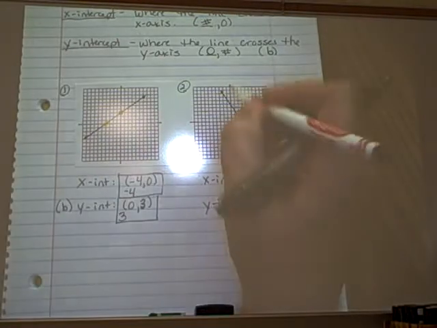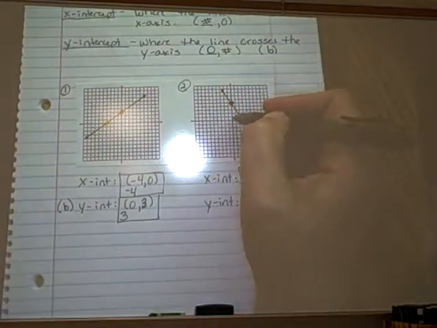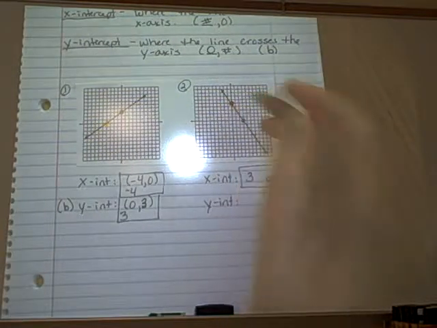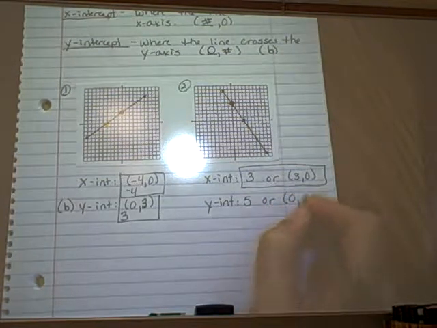And then your y-intercept is right there. That's 1, 2, 3, 4, 5 up. So the y-intercept is 5, or (0, 5).